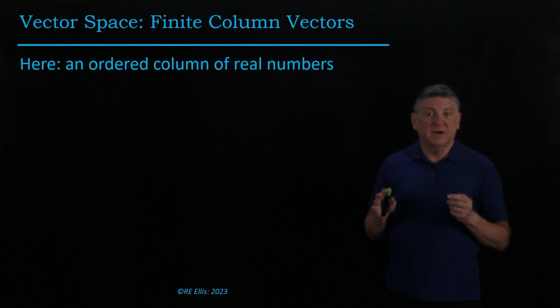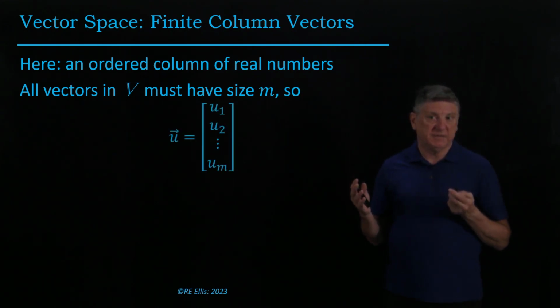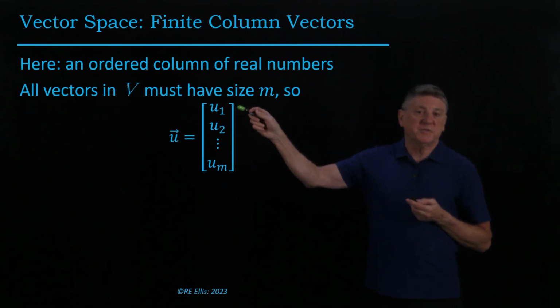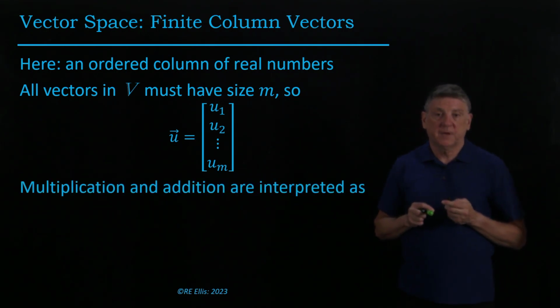So for us, a vector is an ordered column of real numbers, and it must be finite. All vectors in the space we're looking at must have the same size, which means that we can represent any vector u in the space using a set of m real numbers that are put into a column.